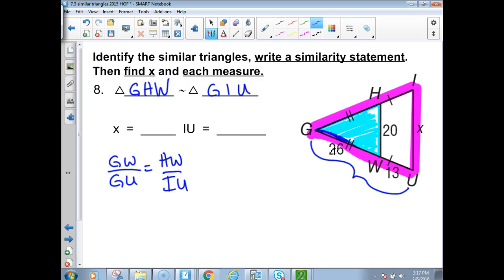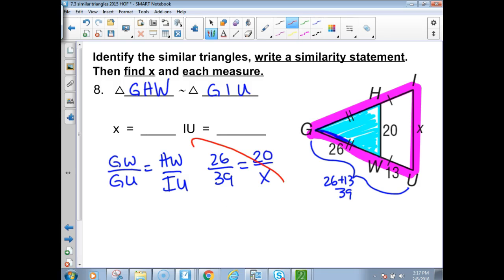All right, so GW has 26 on it. So 26 is to, what's the length of GU? Yeah, 26 plus 13 would be 39. Got to make a whole side to a whole side. And then I'll do 20, the smaller figure I started with on the first one. So I'll do 20 over X.